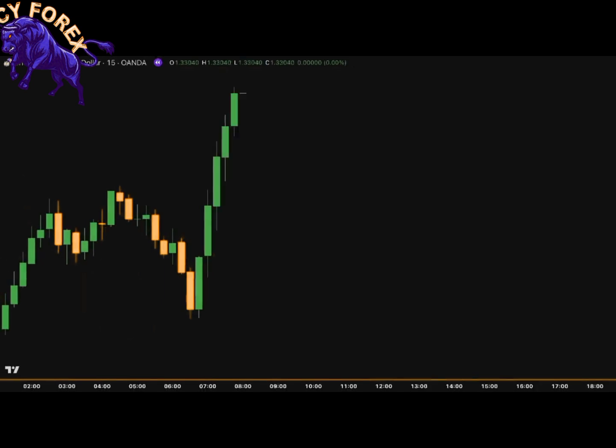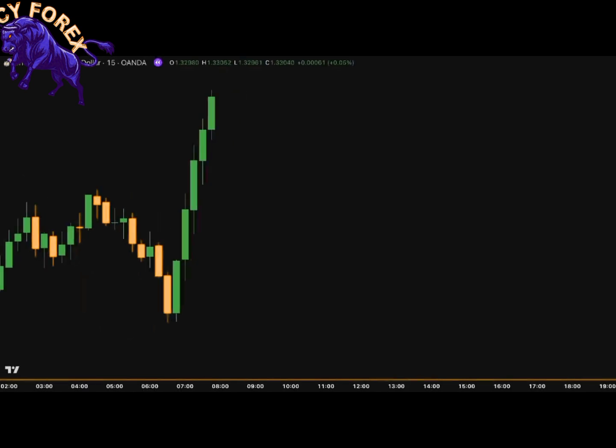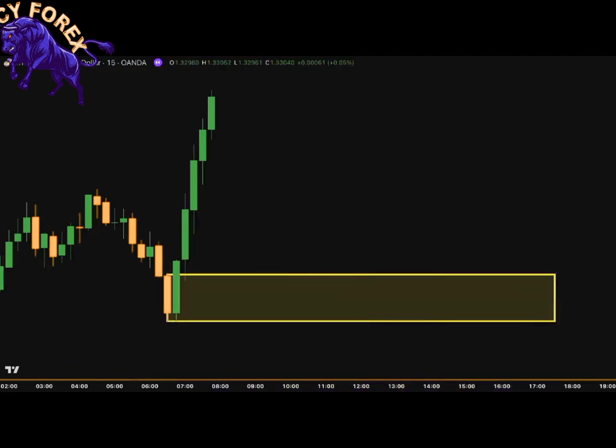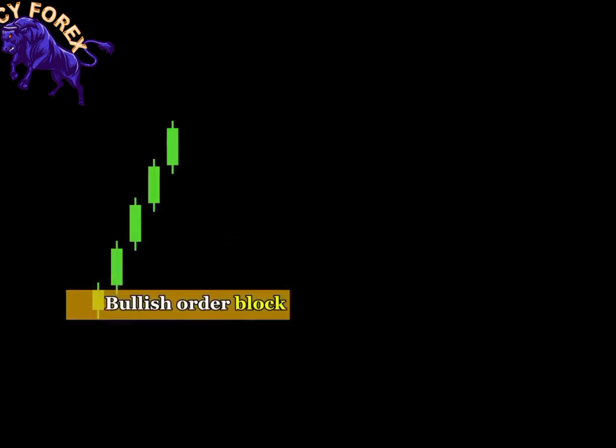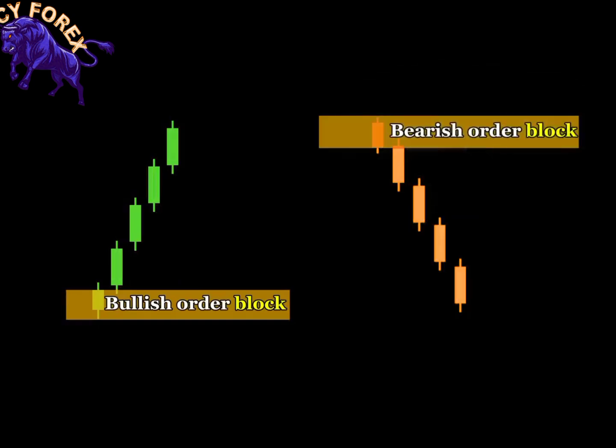Have you ever seen price shoot up or drop sharply from a specific level with force? That sudden move is often not random. It's the footprint of smart money, and the zone where that move originated is what we call an order block. There are two main types. A bullish order block is formed when institutions place large buy orders, pushing price upward. A bearish order block happens when they unload large sell positions, causing price to drop.